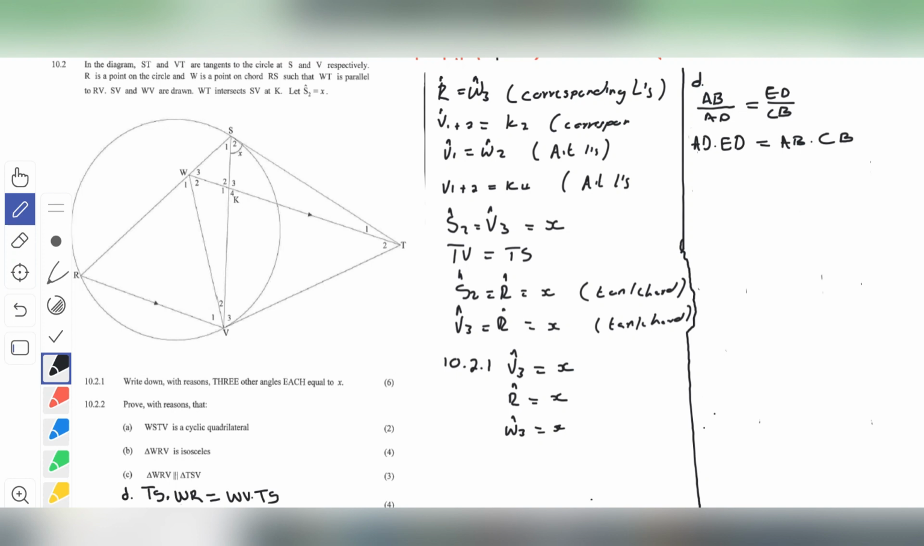So listen, most of the time, there are three ways of proving this kind of product, right?